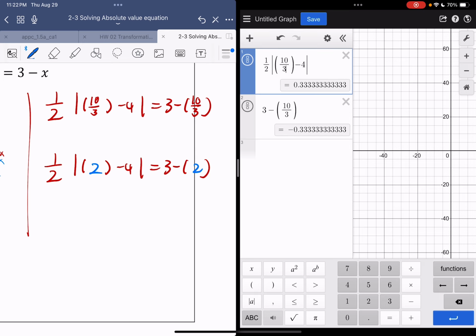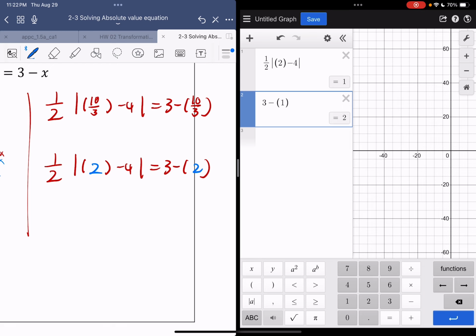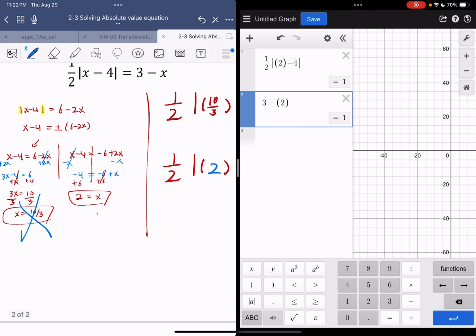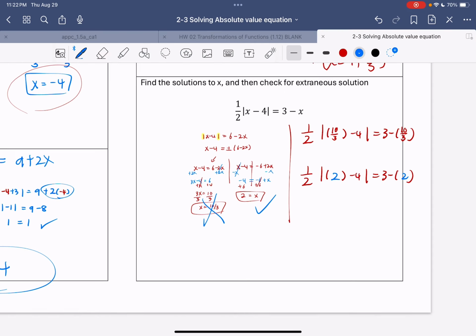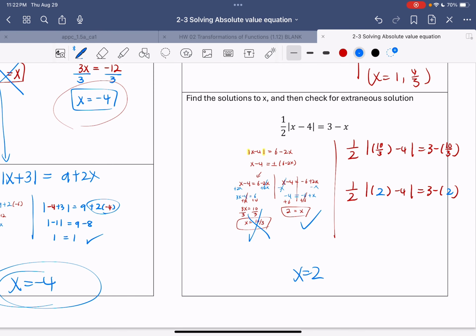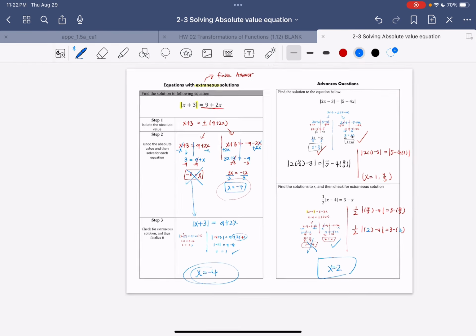Let's see what happens if I put 2. So instead of 10/3, I'm gonna put 2. Here, instead of this, I'm gonna put 2. 1 and 1, gotcha. So our solution is x equals 2. So, and that's about it.